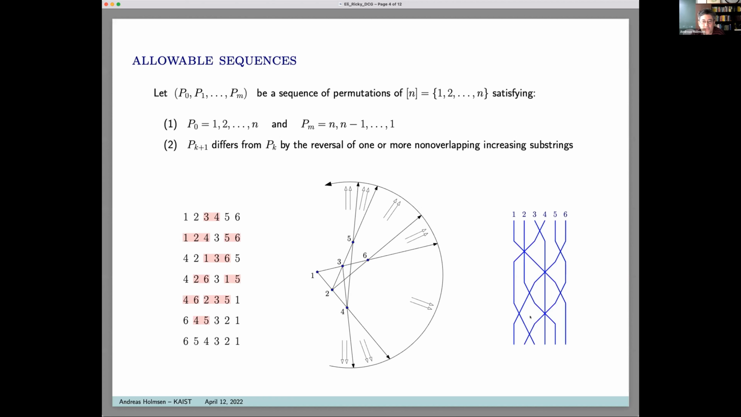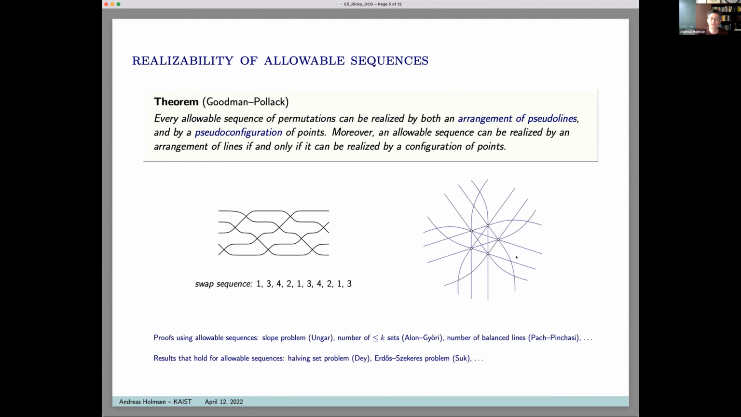That brings me to the first very basic theorem of theirs about these pseudo-line arrangements, which is that every allowable sequence of permutations can be realized by an arrangement of pseudo-lines and also by a pseudo-configuration of points. Moreover, an allowable sequence is realized by an actual arrangement of lines if and only if it is realized by an actual configuration of points. This is just projective duality. But what they found was that these permutation sequences are actually more general than configurations of points. There are permutation sequences that do not actually correspond to any real point configuration.